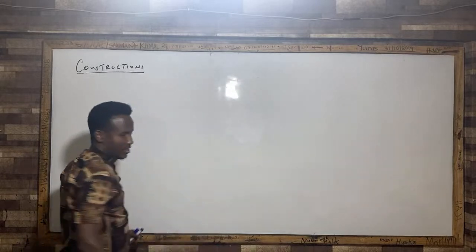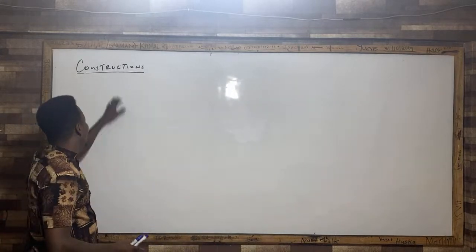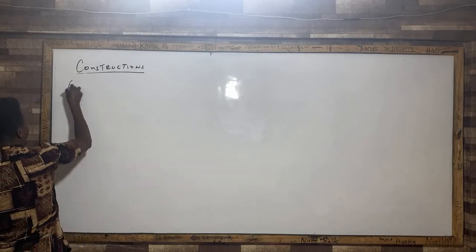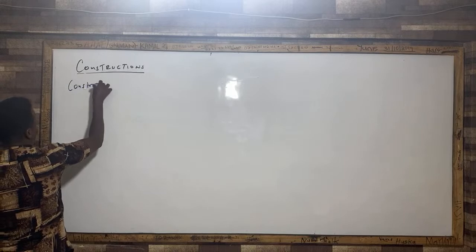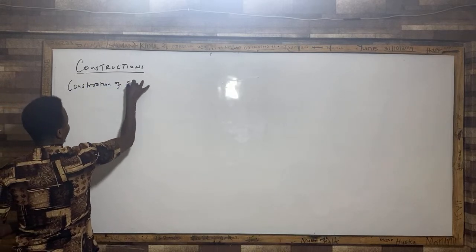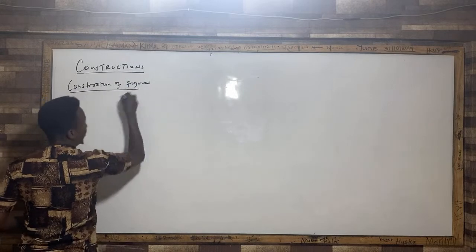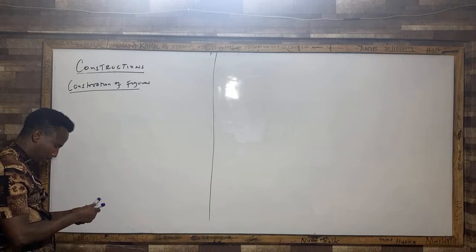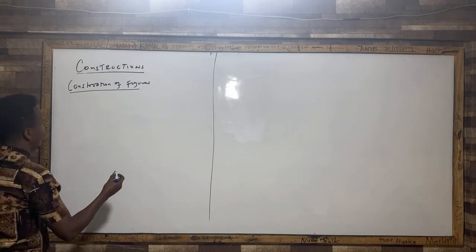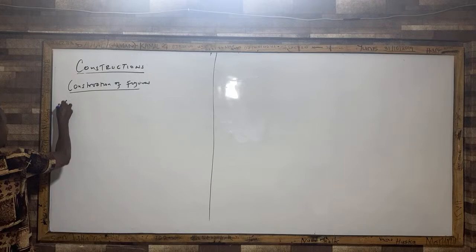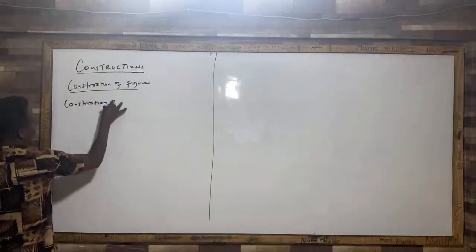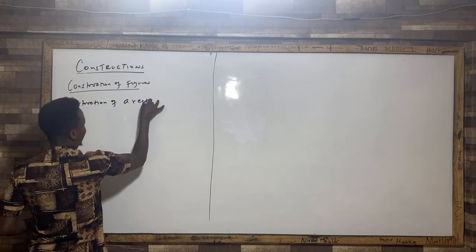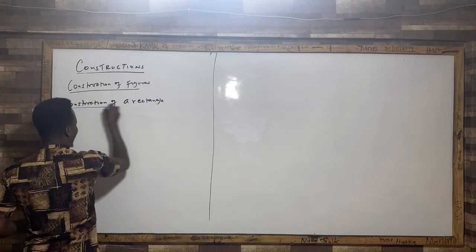Now we are still solving what? Construction of figures, okay? We are still under this. Construction of figures. So this time, let me use this one. I will start with this one. Construction of a rectangle, okay? This is what we're going to see.